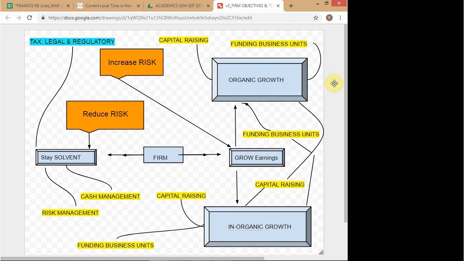Okay, so you have the firm here, and what we're trying to highlight in the middle of the framework is that the firm is torn between two objectives, okay? On the one hand, it has to grow its earnings. Obviously, every business is set up to make profits, okay? Sometimes you have some of these non-profit corporations, but mainly the world of business consists of companies that want to make a profit, okay? That is represented by this idea of growing earnings, okay? And on the other side, you also have to stay solvent because you don't want to become like Kingfisher Airlines.